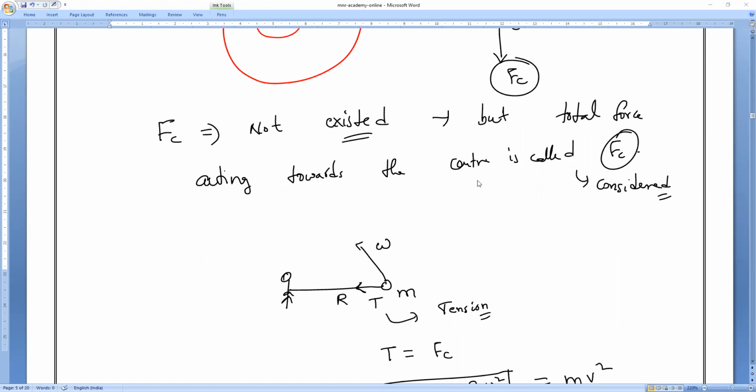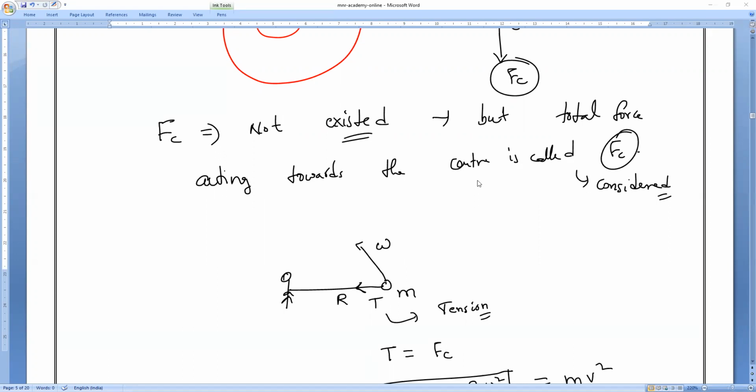Any doubt, please let me know. Till you are completed, then we'll solve one beautiful sum so that we can, you'll understand how to calculate this tension, or we'll make it. So we'll start. Yes, sir. Yes, sir. Okay. So let us see that.